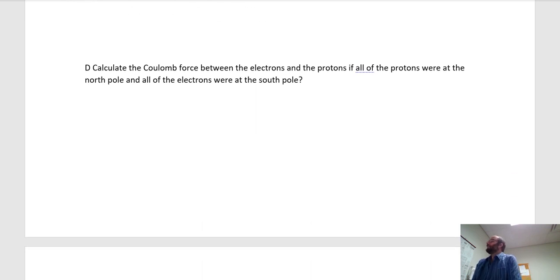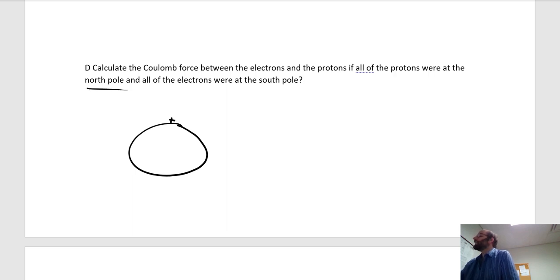Okay, so part D is kind of a theoretical question. If we could separate all the protons and electrons out of that copper, and here's the Earth here, and we put all of the protons at the North Pole. So imagine, we'll just model that like a positive charge. That's all the protons. The charge you're going to get from the number of protons times the charge per proton. Then we've got all the electrons down here at the South Pole. The charge will end up being the same.